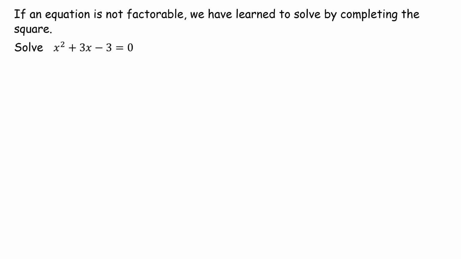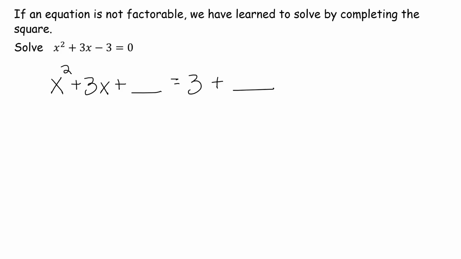If an equation is not factorable, we've learned to solve by completing the square. And when we do that, we are trying to find a number that if we add it to x squared plus 3x, it will make that a perfect square trinomial. That would be a trinomial that if you factor it, you will get two factors that are exactly alike. You'll get a perfect square. And we're doing that so that we can take the square root on both sides of the equation to solve for x. So that's another way we can solve a quadratic.